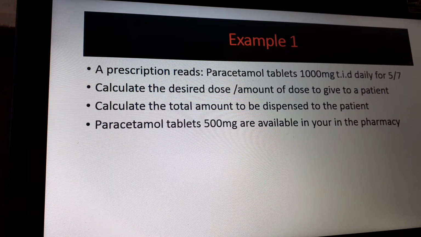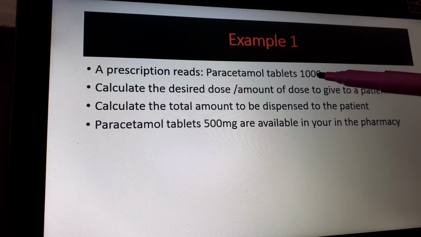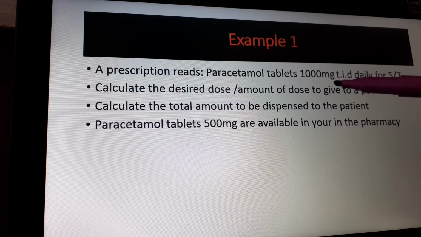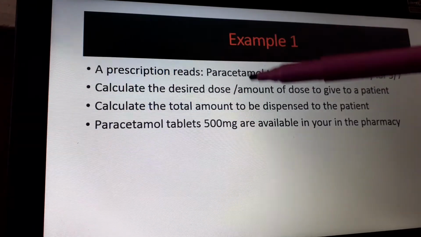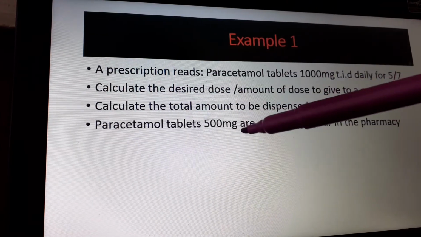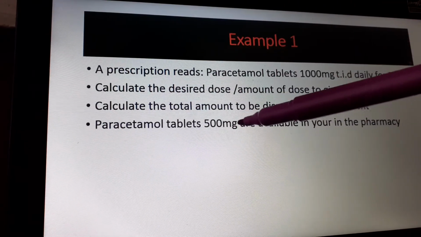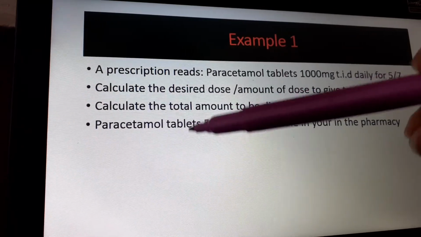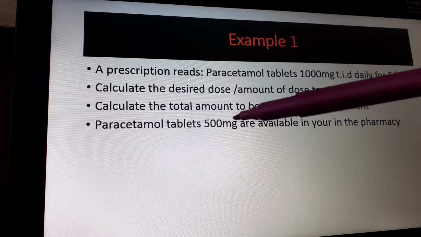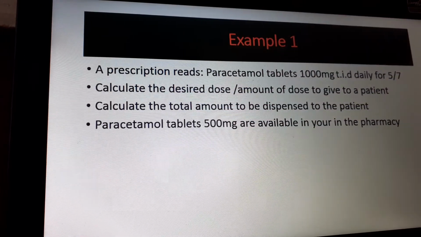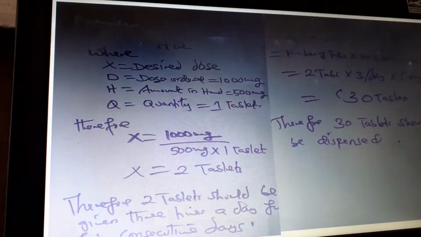So here what you have to do is to identify now. This is the desired dose, the D that we are given as the desired dose is 1,000 milligram. Then the amount in hand, this one 500, that is the amount you have, the unit of measure that you have in your pharmacy, that each paracetamol tablet you have had 500 milligram, and the quantity will be 1. So now you can calculate.